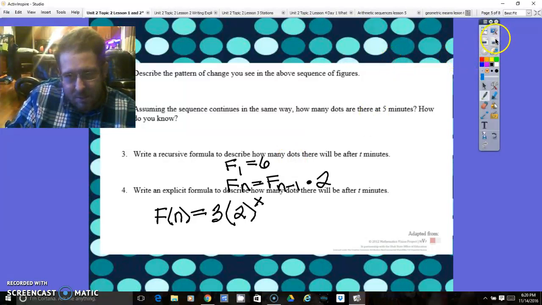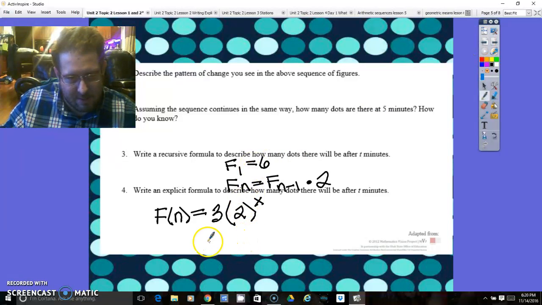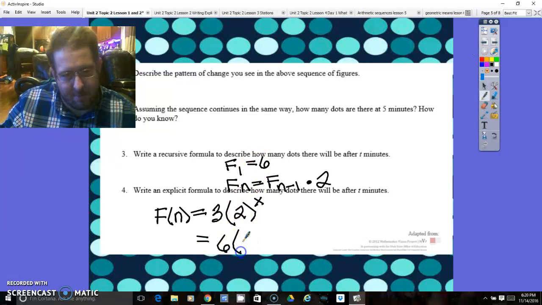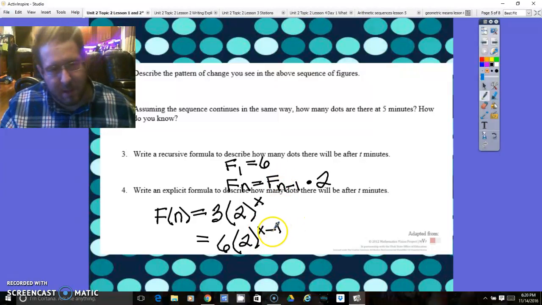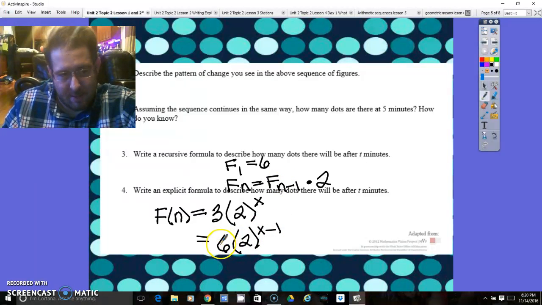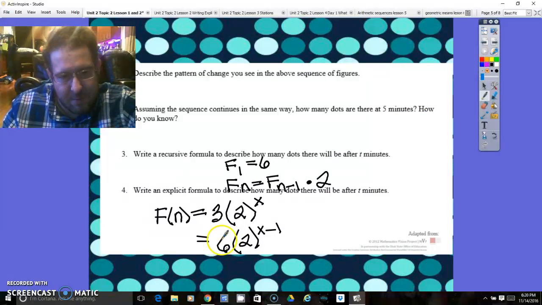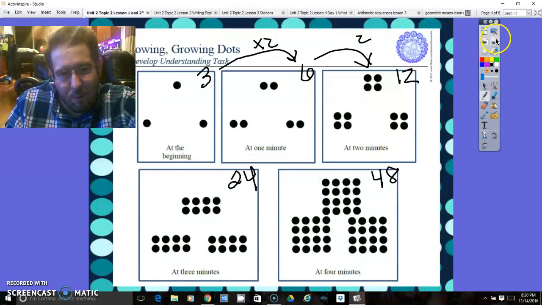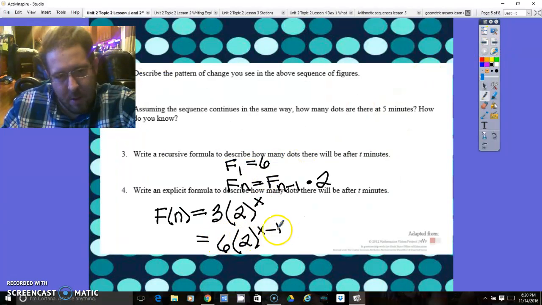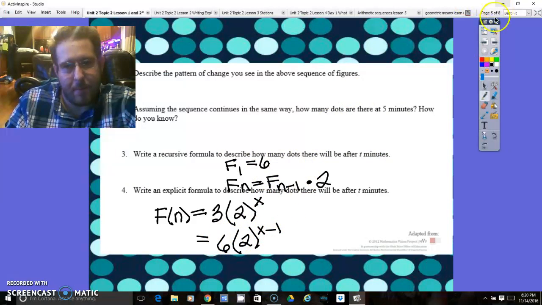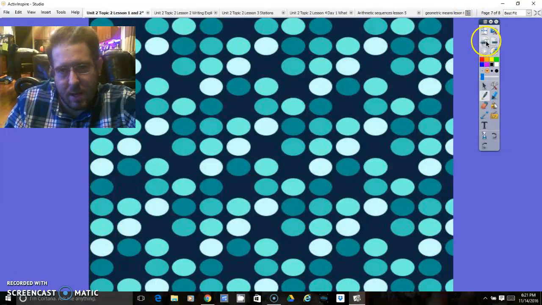You could have said 6, which is the first minute. You could have said that's the same thing as 6 times 2 to the x minus 1. And the reason why it's x minus 1 is because you're starting with the first minute. So as long as you make this number the same as the term of this number. In other words, the first minute had 6 dots, so I subtracted 1. But if I had used 12, which was 2 minutes, then it would have been x minus 2 power. All right, so let's get to that homework.